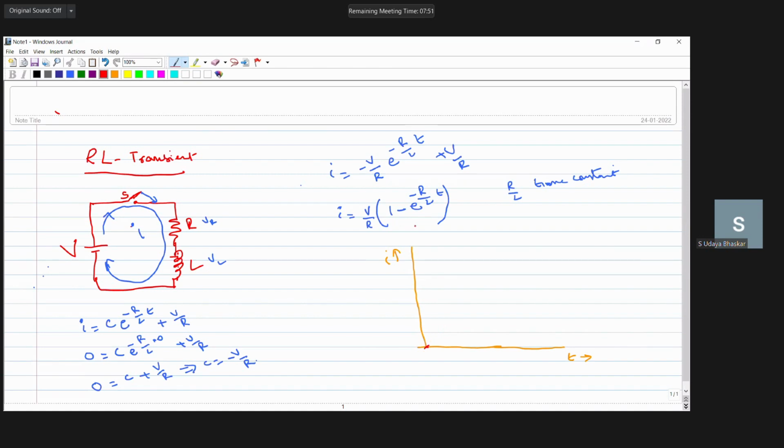Okay, then put t is equal to L by R. Then we have e to the power of minus R by L into L by R. So both will be equal and opposite, so we will get e to the power of minus 1. E to the power of minus 1 is equal to 0.37.